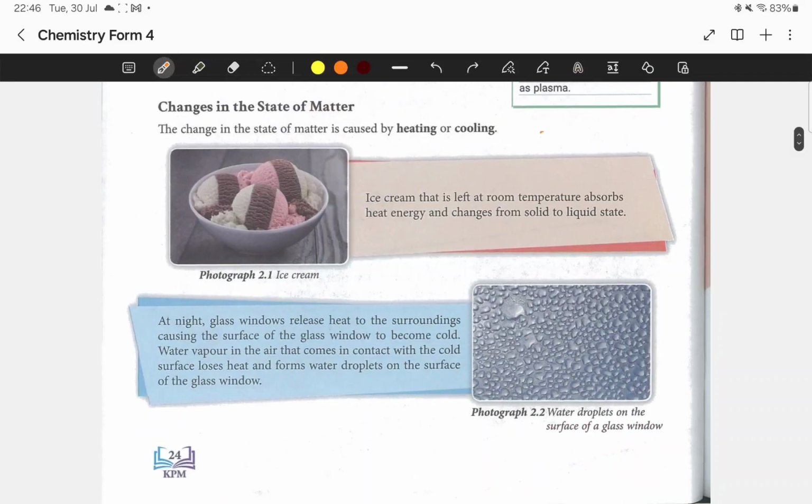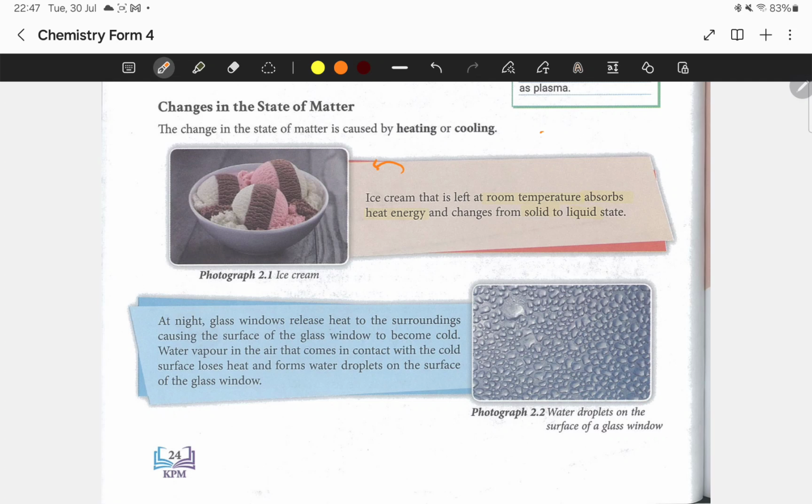Okay, so first thing first, ice cream that is left at room temperature, highlight, absorbs heat energy, highlight, and changes from solid to liquid. Meaning that, if let's say your mom bought the ice cream in the TF or Tesco or somewhere, now it's Lotus. After you leave it in room temperature, let's say your house has a dining table, you take the ice cream, you put 2 scoops and you leave it on the dining table and go. After 1 hour when you come back, you see it has already changed, already melted, become liquid.